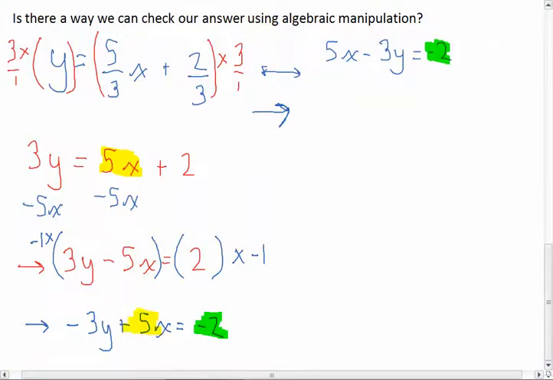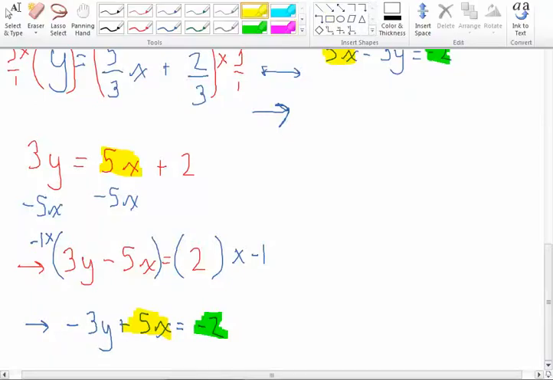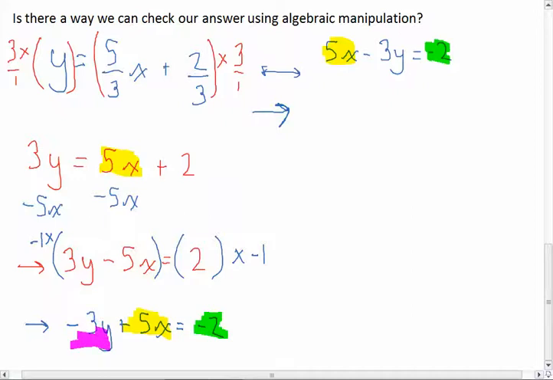Here I have positive 5x. Now remember, the order of addition and subtraction never matters. So for instance, 4 plus negative 3 is the same as negative 3 plus 4. Same with multiplication. The order of multiplication never matters. And here I have a negative 3y and a negative 3y. So here I've shown that I can change from standard form into general form in only a few steps.